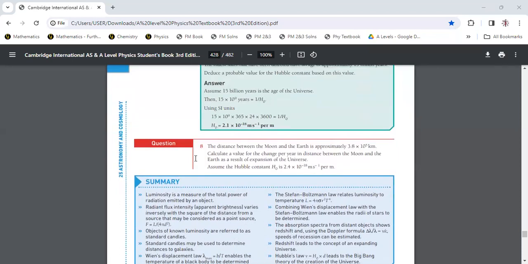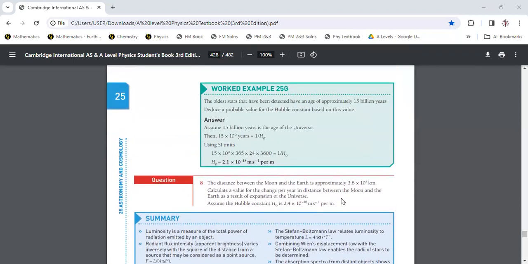Question 8. The distance between the moon and the earth is approximately 3.8 times 10 to the power 5 kilometers. That sounds like a very short distance in space, because it is. And so we need to calculate a value for the change in distance between the moon and the earth as a result of the expansion of the universe.